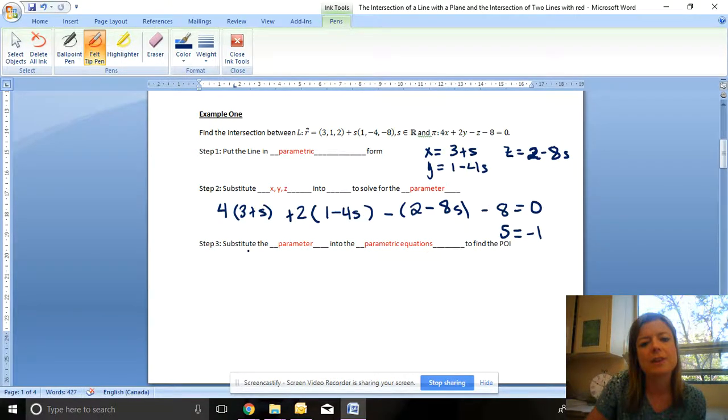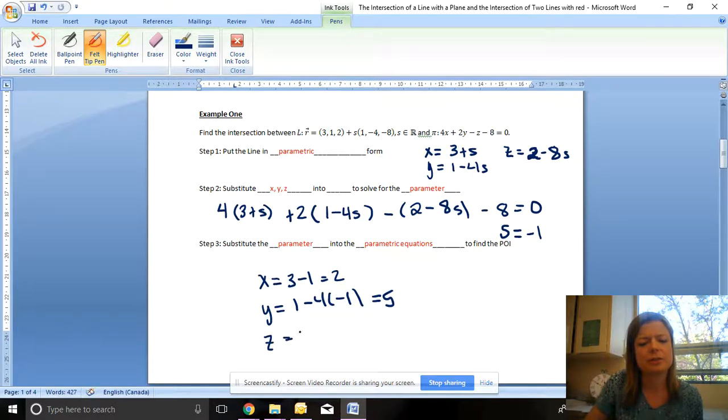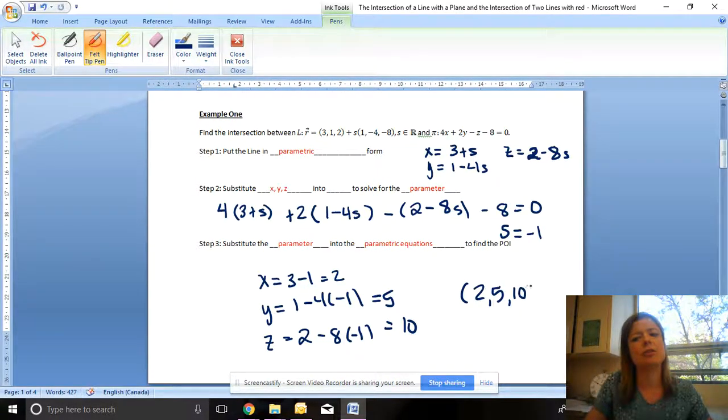Now we just substitute that parameter, s equals negative 1, back into the parametric equations, and that will give us the point of intersection. So x equals 3 minus 1 is 2, y equals 1 minus 4 times negative 1 is 5, and z equals 2 minus 8 times negative 1, which is 10. So (2, 5, 10) is the single point of intersection between this line and this plane. Now we're going on to another example where something else will happen.